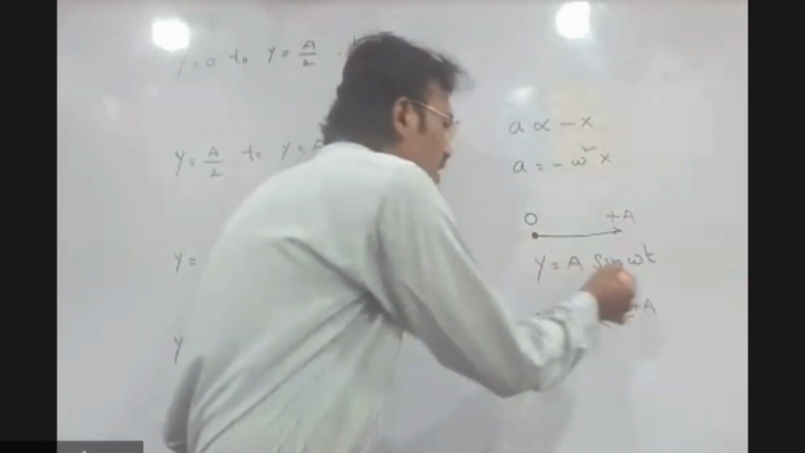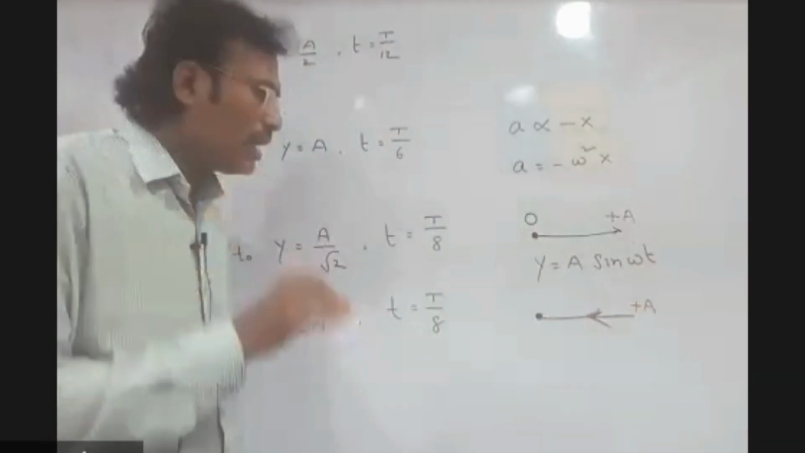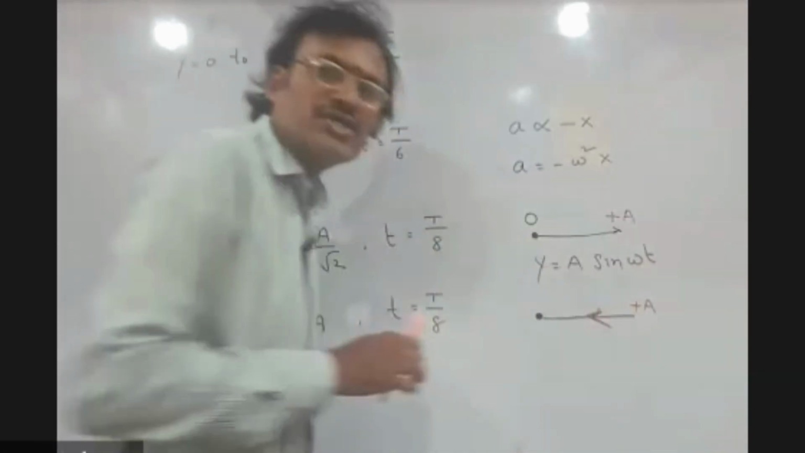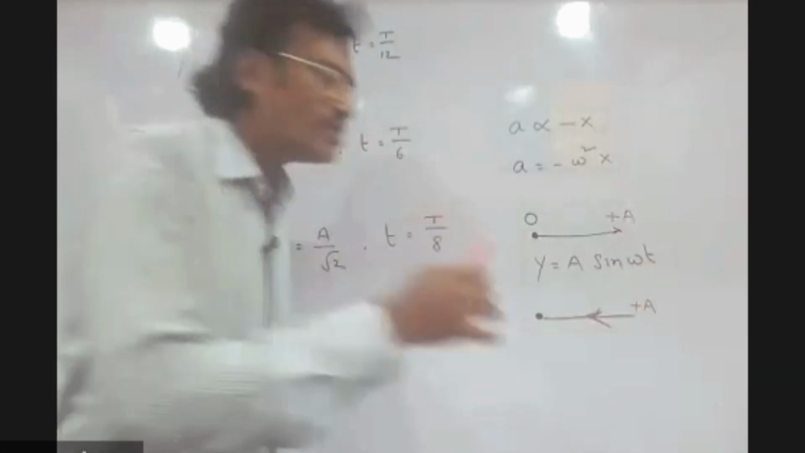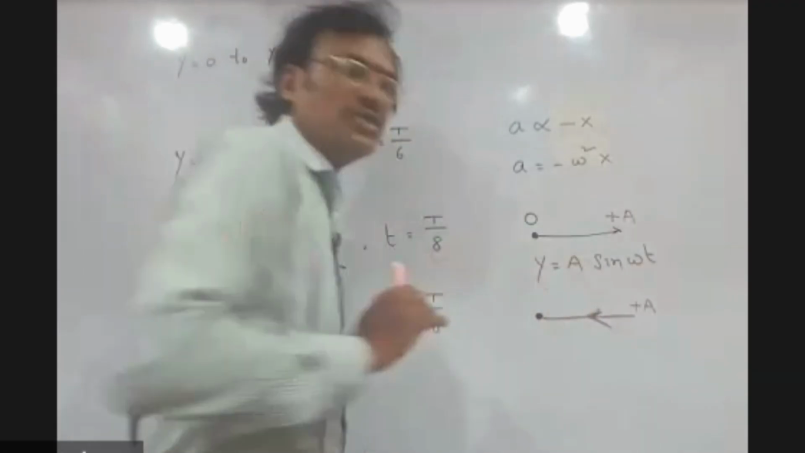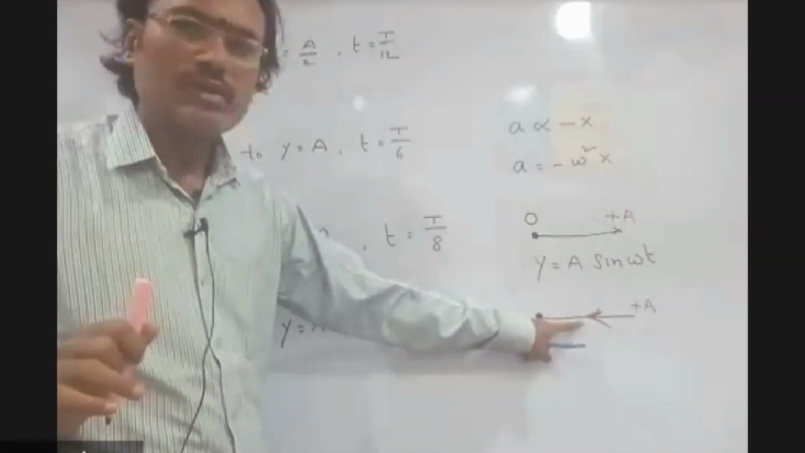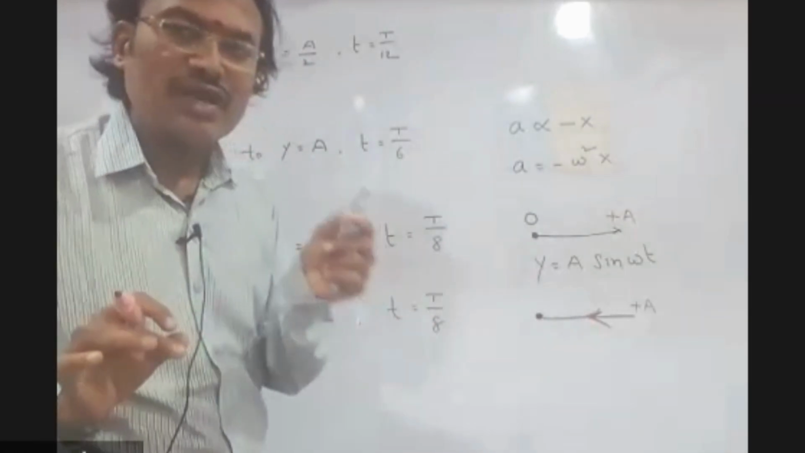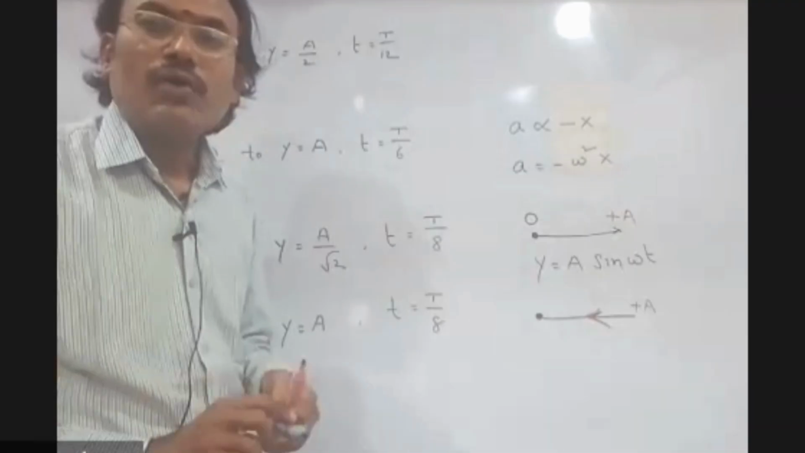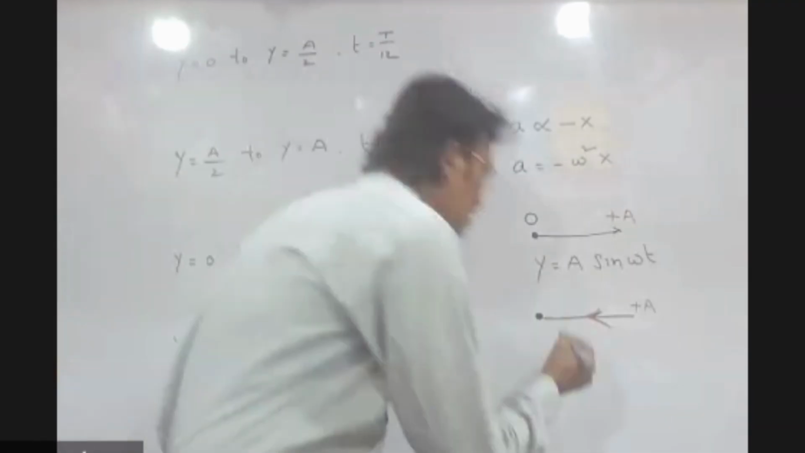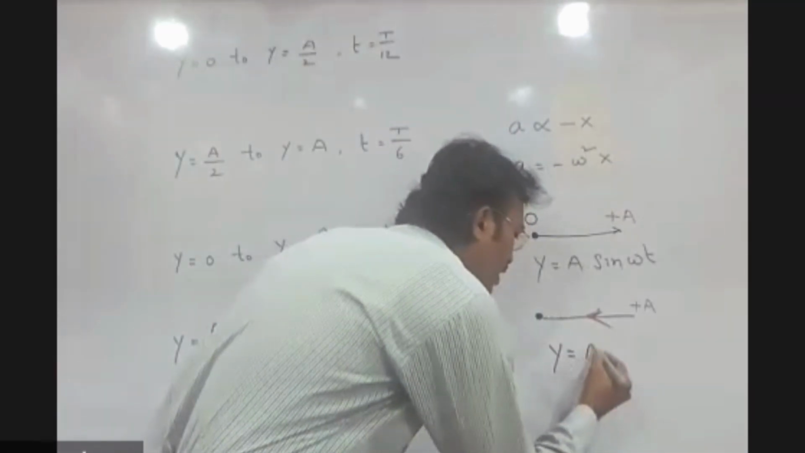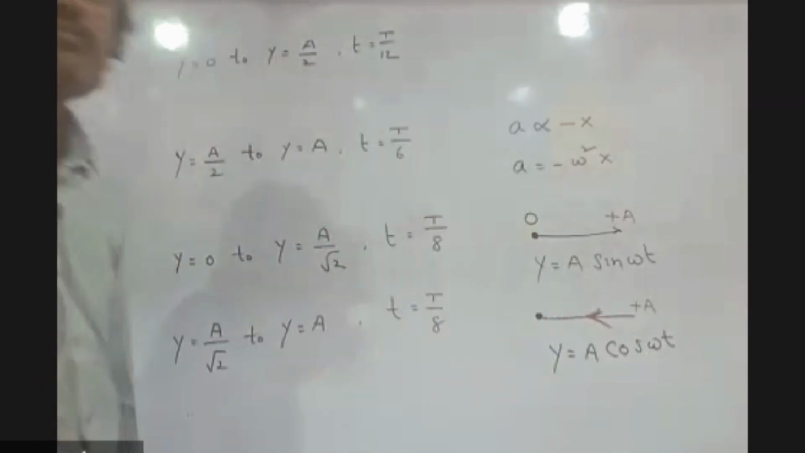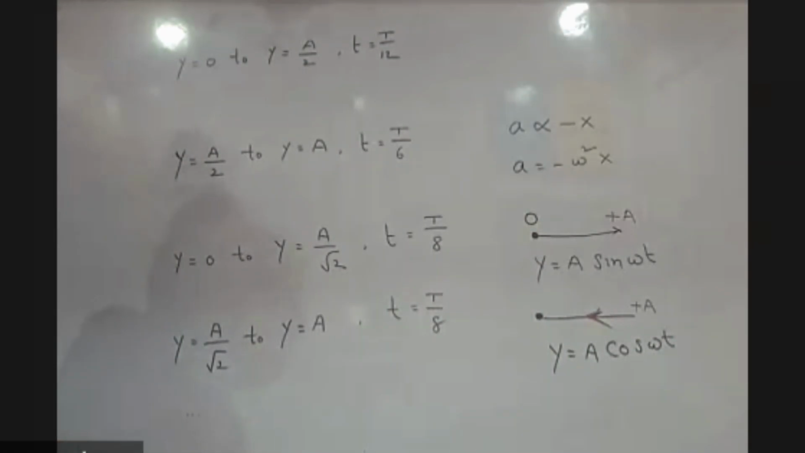That is y is equal to a sine omega t. Now the particle is initially at the extreme end, and from the extreme end it is traveling towards the mean position. See the direction. I'm saying the word initially; that's a very important term. Now, what about the formula for this? The displacement of the particle can be considered as y is equal to a cos omega t.